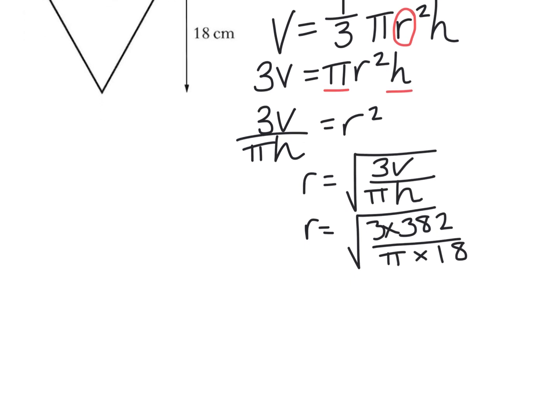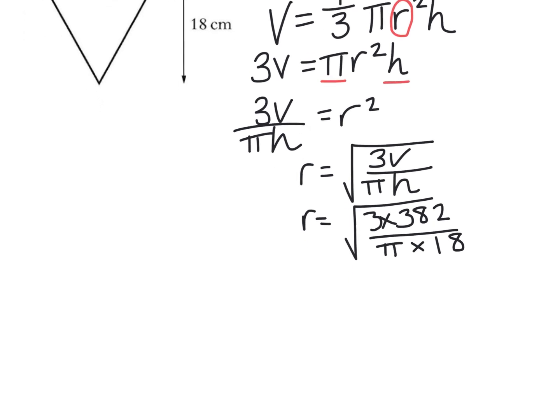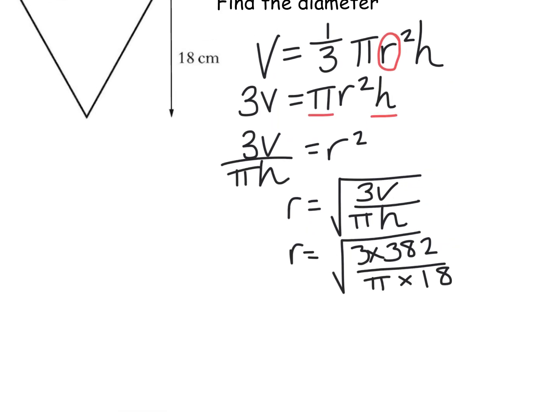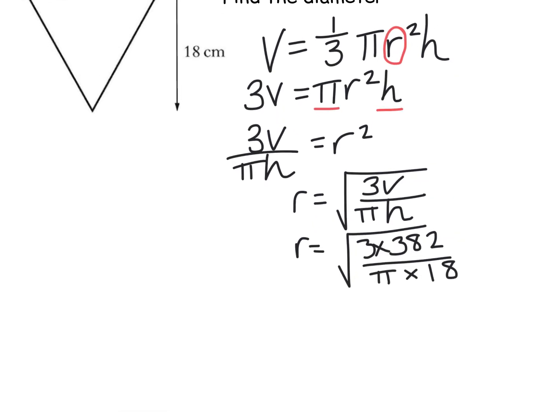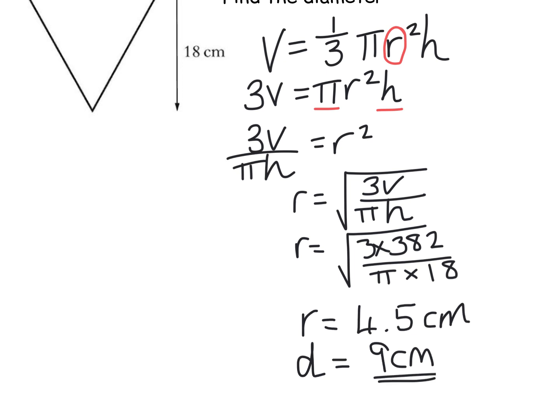So then again, if you've got that fabulous fraction button, you can just do this in one go and you'll get the answer of 4.50. So my radius that I used was 4.5 centimetres. If your radius is 4.5, then your diameter is double that. So diameter in this case was 9 centimetres.